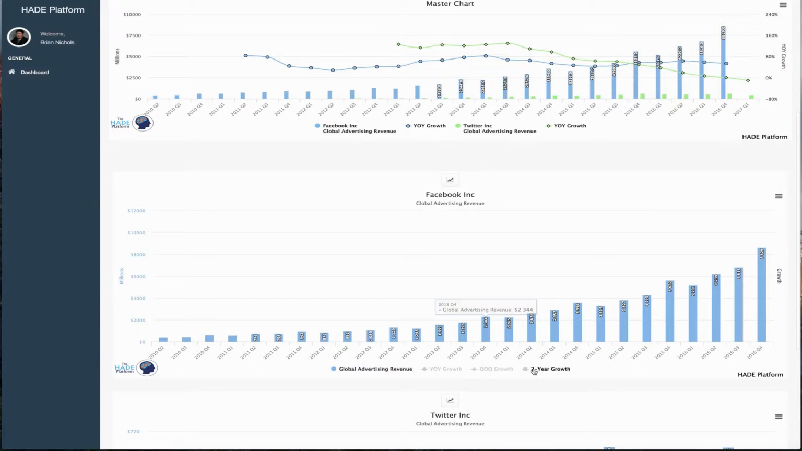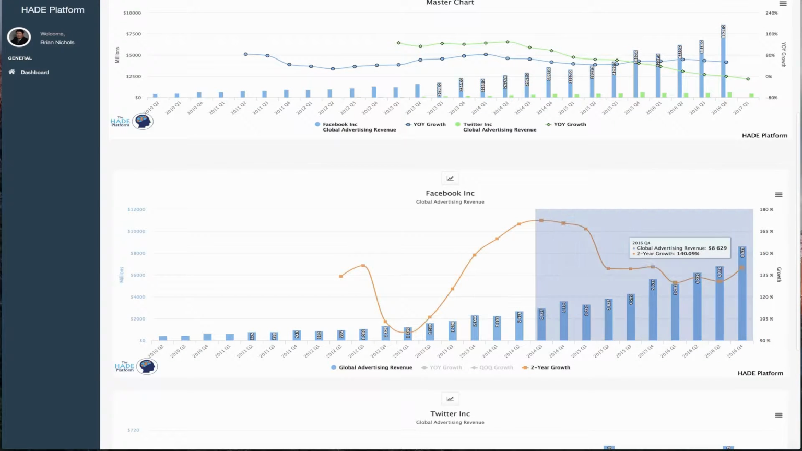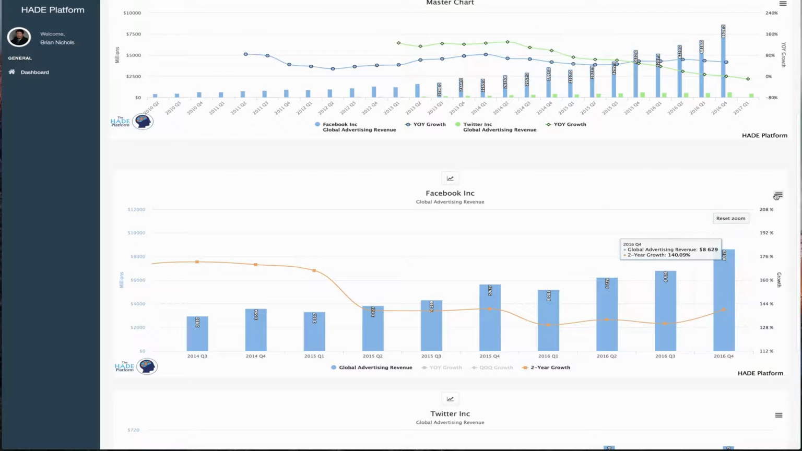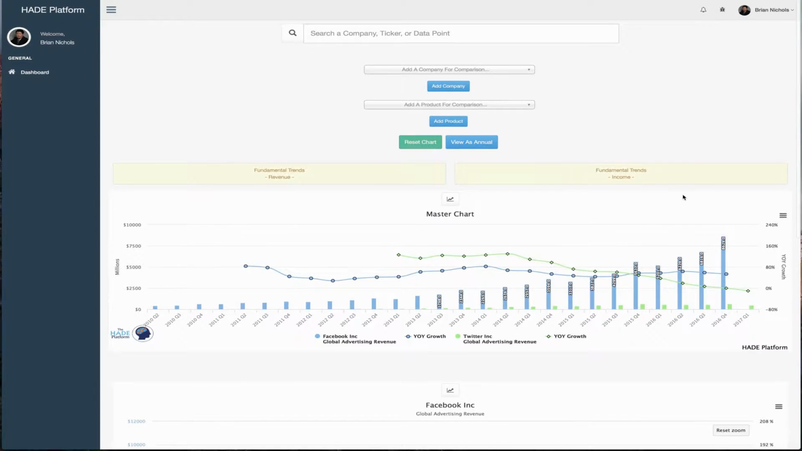Once a chart looks how you want it to appear, you can click on these three lines in the top right corner of the chart. You can download it as a PNG, JPEG, or PDF file for inclusion in articles or a research report, or however else you might want to view it.